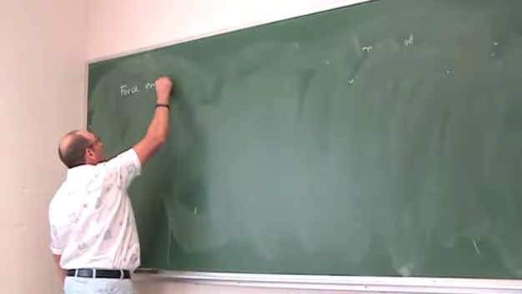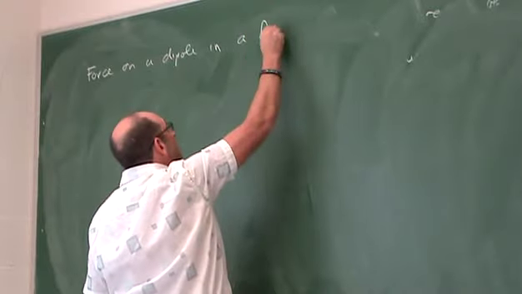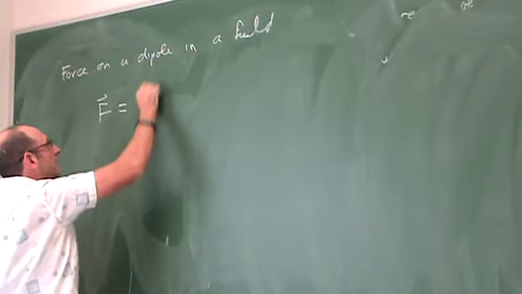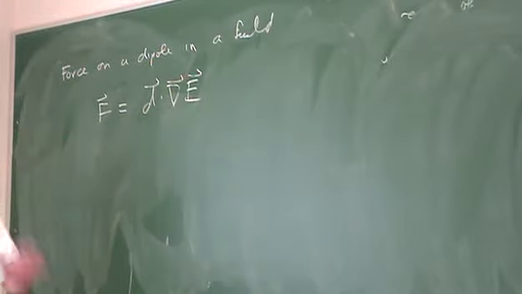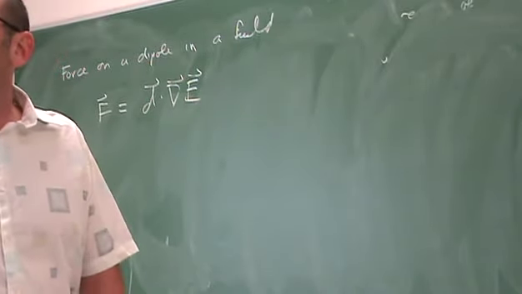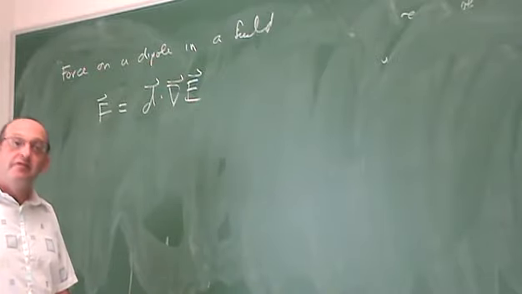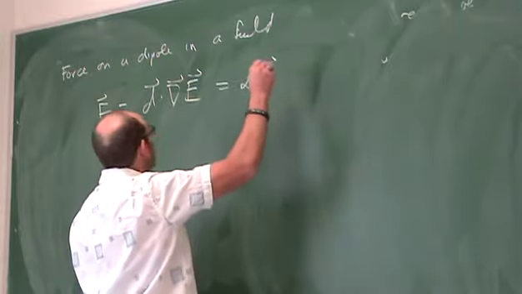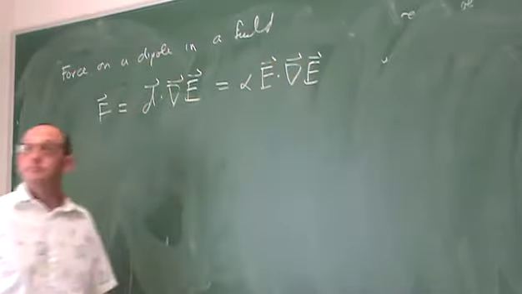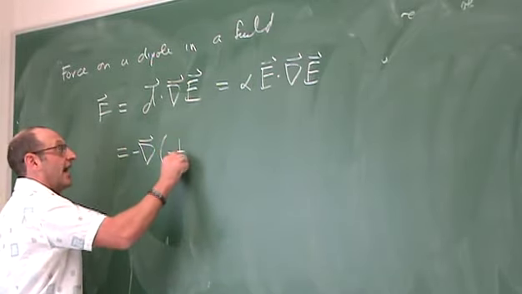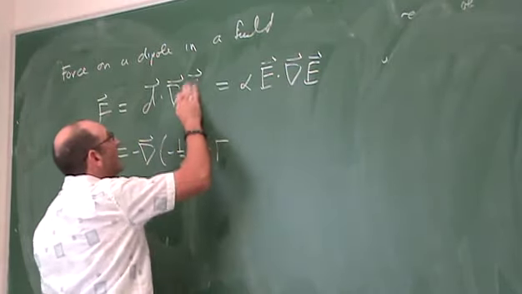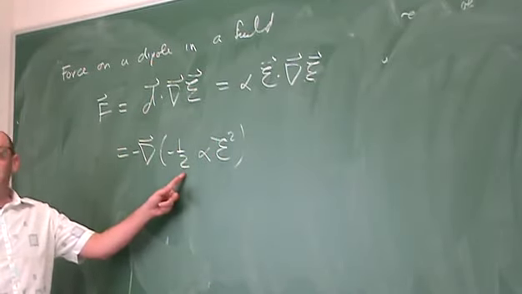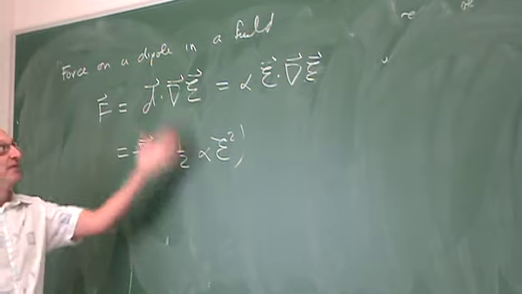Force on a dipole in a field. The force is d dot grad E. It's something you get out of basic electrodynamics. Okay? Now if d is proportional to E, because it's an induced dipole, then this is alpha E dot grad E, which is equal to minus grad of minus 1/2 alpha E squared. See this half? Now, if this were a permanent dipole moment, well, then I wouldn't have that half there.